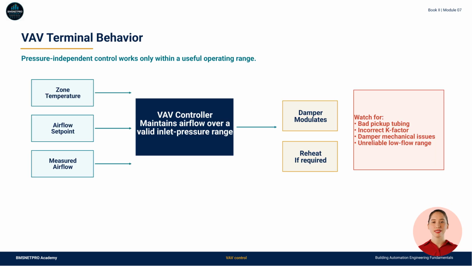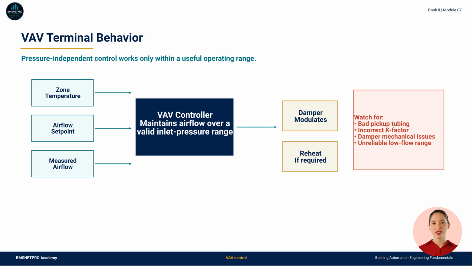A pressure-independent VAV terminal can maintain airflow only within a useful operating range. The controller compares airflow set point to measured airflow and modulates the damper, but the measurement depends on pickup tubing, the correct K-factor, adequate inlet pressure, and reliable velocity.